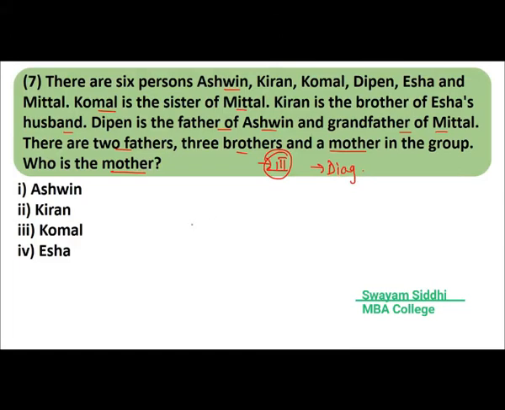Let us start. Komal is sister of Mittal. This is Komal. This is Mittal. Since they are brother and sister, Komal is the sister. We do not know whether Mittal is male or female, so they can be two sisters, or a sister and a brother. Next, Kiran is brother of Isha's husband.